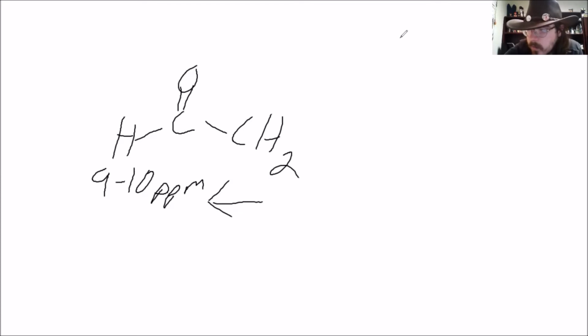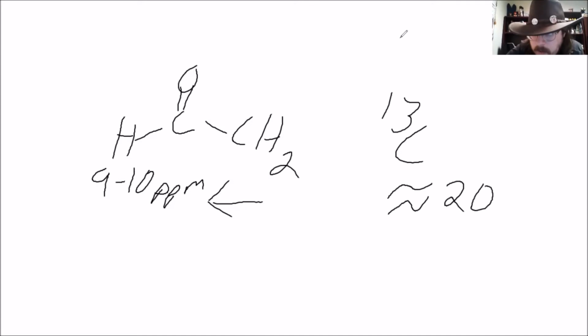Now, with carbon-13, these are also dead giveaways. Aldehydes and ketones both are at approximately 200 ppm or greater. These are the only things that will come around 200 ppm.